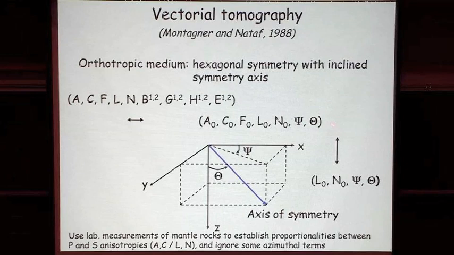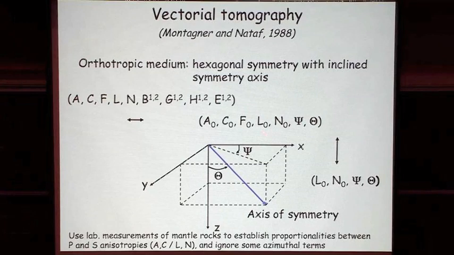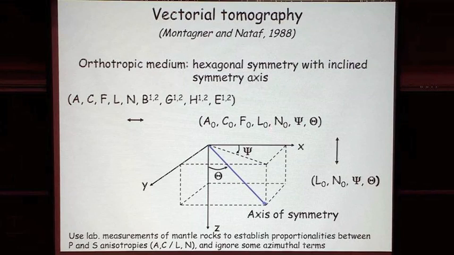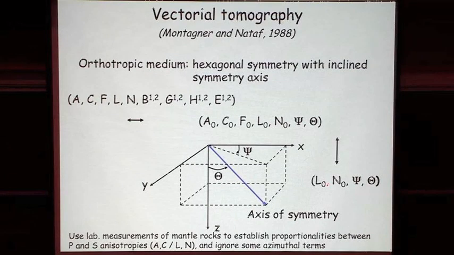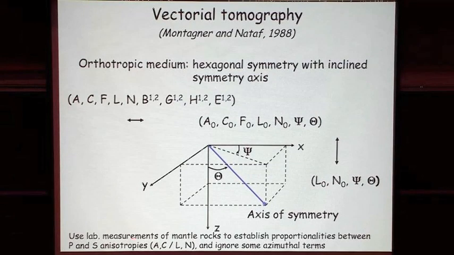Surface waves are primarily sensitive to the shear component. So we simplify it even more by assuming that the only thing that matters are the L, N, psi, and theta. Actually, I should have left this F term here because it may be important. But anyway, you can bring it down from 7 to 5 by assuming some proportionality or some relationship between the shear and the compressional properties. For the upper mantle, using laboratory measurements of mantle rocks, you can establish such proportionalities and use them. This is, again, an approximation and somewhat controversial.